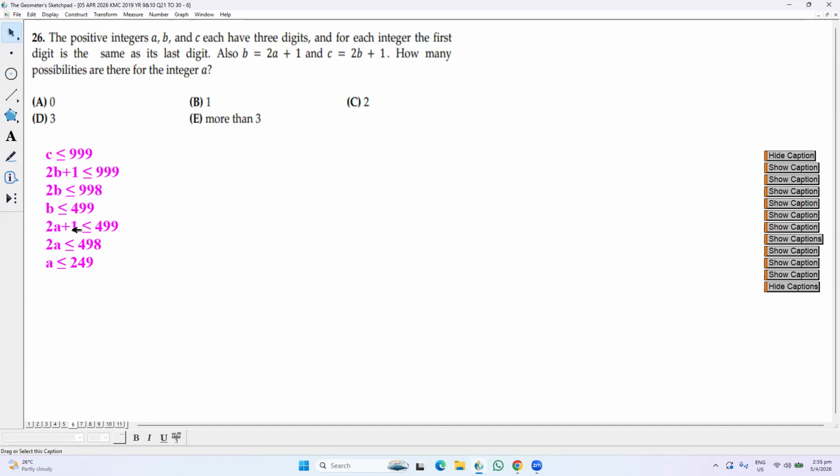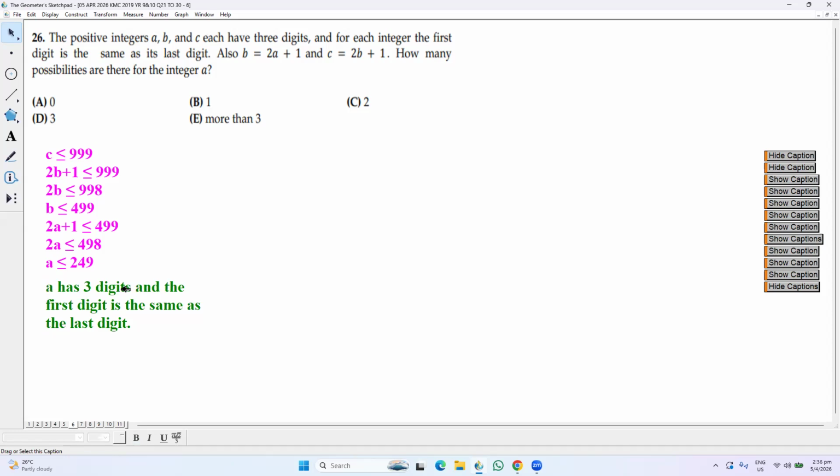2A plus 1. So 2A is less than 498. Divide by 2, 249. So A is less than 249. A must have first digit and last digit the same, and must have 3 digits. So we can try to make a list and have a look.